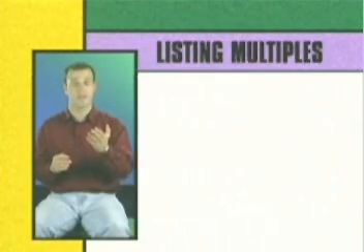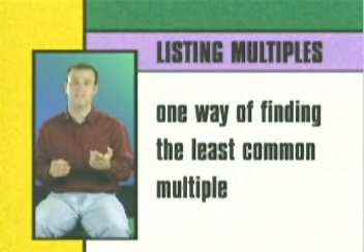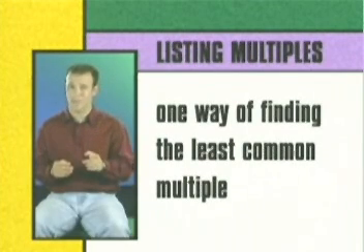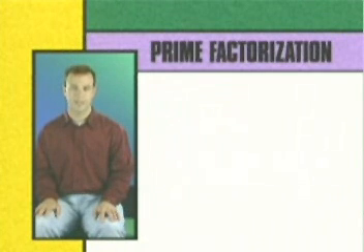Listing multiples, like we just did, is one way of finding the least common multiple, but there is another way to do it. Any guesses? Look in the back of the book. Nice. But no. We're going to use the prime factorization method.